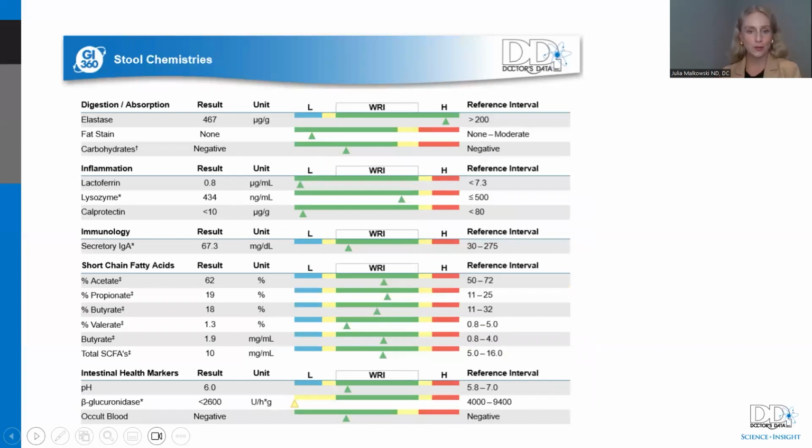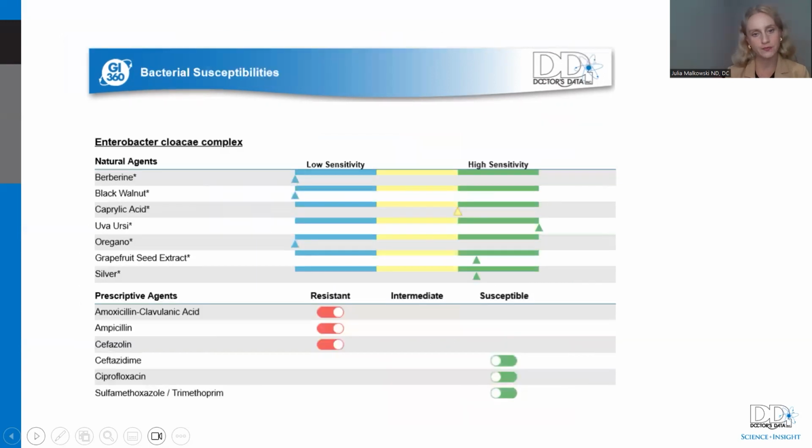And here we have the stool chemistries. This patient's stool chemistries are very within range. Digestion and absorption looks excellent. Those inflammatory markers look healthy as well. Fecal secretory IgA is within normal limits, and so are the short-chain fatty acids. The last piece of information we have here are the intestinal health markers. Recall that beta-glucuronidase is lower, yet that is associated with the diversity here. So this page looks excellent for this patient.